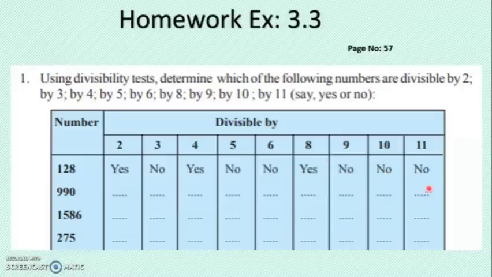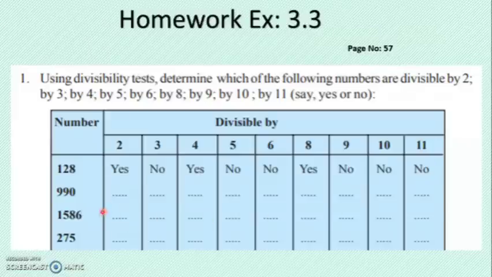So the answer is no. Then comes 11. For 11 we write odd, even, odd. Odd places are 8 plus 1, 9. And even place is 2. 9 minus 2. Then we find the difference. So 9 minus 2 you will get 7, which is not divisible by 11. So no.